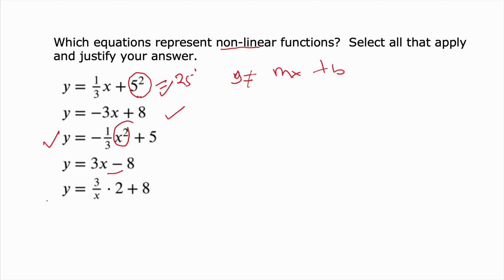It also satisfies it. This is a nonlinear function. So we have 2 nonlinear functions in this question. That is this one and this very one.